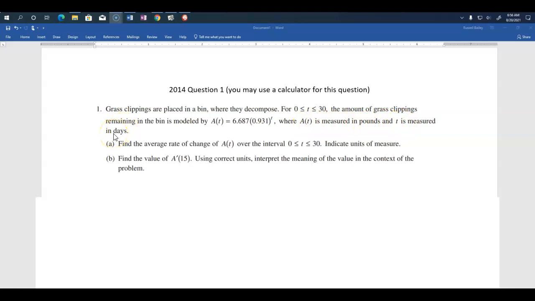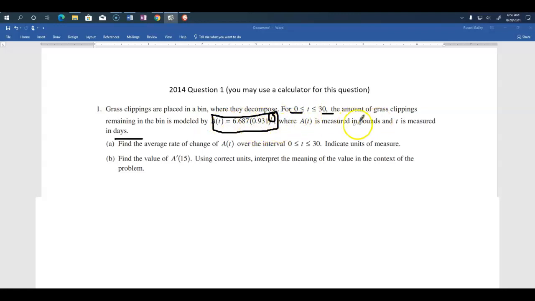So let's go ahead and interpret this first. We have grass in a bin and it's decomposing. And this formula right here tells us how much is left in the bin based on time. And time could be anywhere from 0 to 30 days. So if you were to plug in 30, you're going to probably get a smaller number than if you plugged in 0, right? Because it's decomposing. If you plug in 30, that's telling you how much grass will be left in the bin after 30 days. If you plug in 0, that tells you how much grass will be left in the bin at the very beginning, and any other number in between will work.